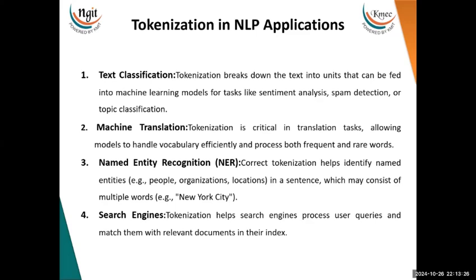Then is named entity recognition. So you all know about NER. We have discussed it in our previous videos as well. Correct tokenization helps identify named entities in a sentence, which may consist of multiple words. An example is New York City. The next application is search engines. Tokenization helps search engines process user queries and match them with relevant documents in their index.